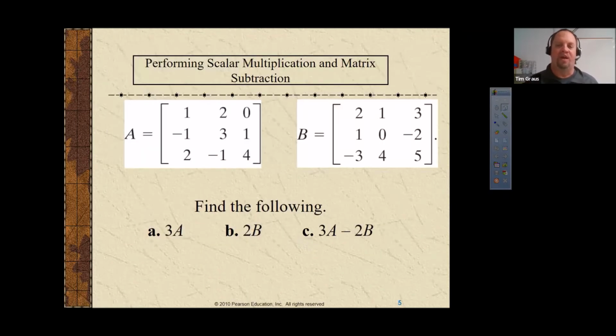So let's try a little bit more complicated example. First, we're going to find 3A. So this is what scalar multiplication might look like. 3 times a big capital A, standing for matrix A. And we're also going to find 2 times matrix B. So the scalar 2 times the matrix B, and then we'll see what 3A minus 2B is, and that'll give us a chance to see how subtraction works with matrices.